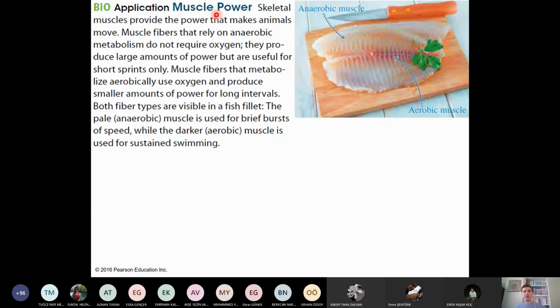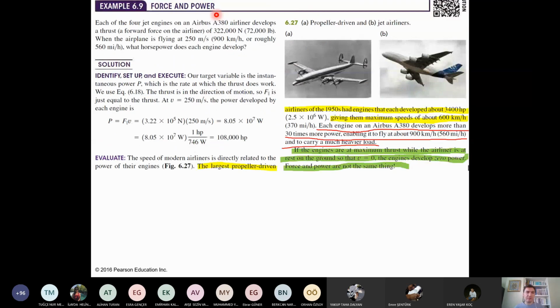Okay, now let me finish this lecture with two examples. This is example 6.9 from the book, Force and Power. What is the relation between force and power? Here you see an Airbus A380 airliner with 4 engines. You see 4 jet engines. And here we have a very old one compared to this one. This also uses 1, 2, 3, 4 engines, I think.